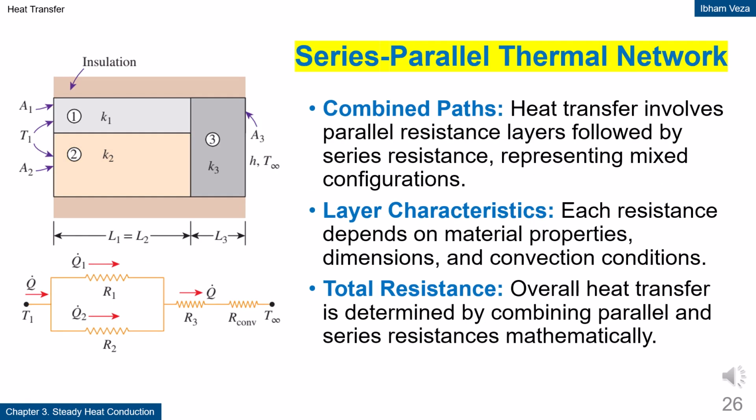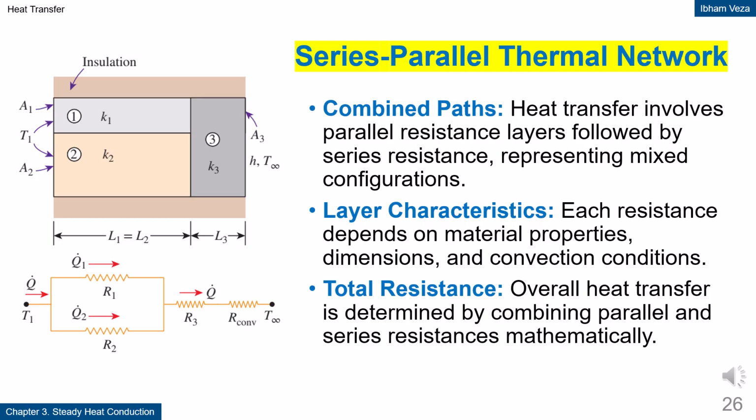Series parallel thermal network. This system combines parallel and series resistances in one network. Part of the heat splits into parallel paths, then recombines and passes through series resistances. Each element still follows the basic thermal resistance laws.